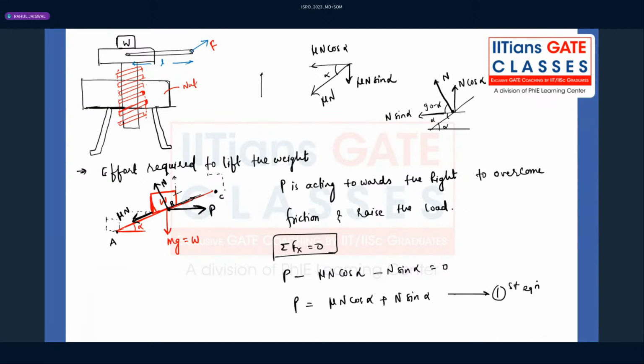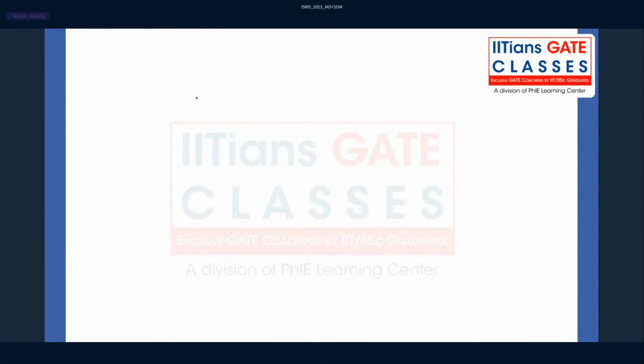Note down. That is what we have, the first equation. What about the second equation? Summation of forces in the y direction, that has to be 0.